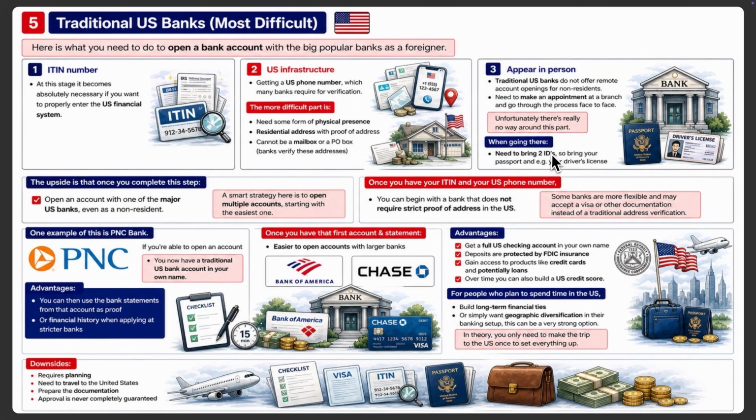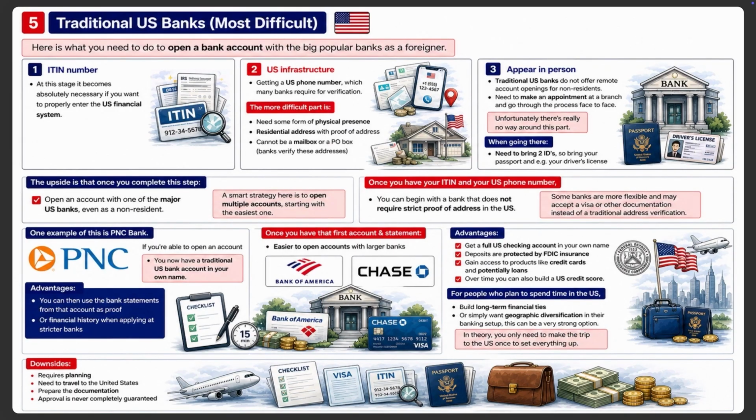When you go, bring 2 forms of identification, such as your passport and driver's license. The benefit is that once you complete the process, you can open a genuine personal bank account with a major US bank as a non-resident. A smart approach is to start with a bank that is more flexible. Some banks may accept a visitor visa or other documentation instead of strict proof of address. PNC Bank is one example that may allow non-residents to open accounts with a visitor visa.